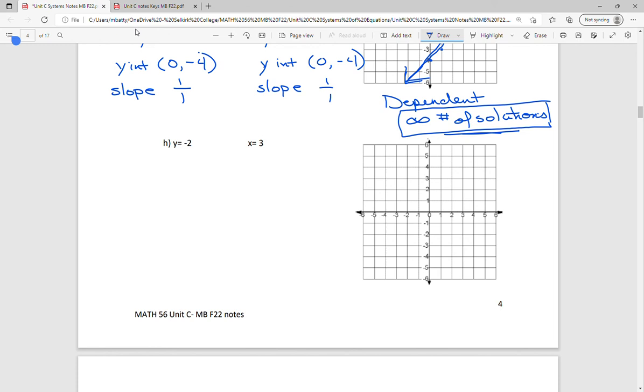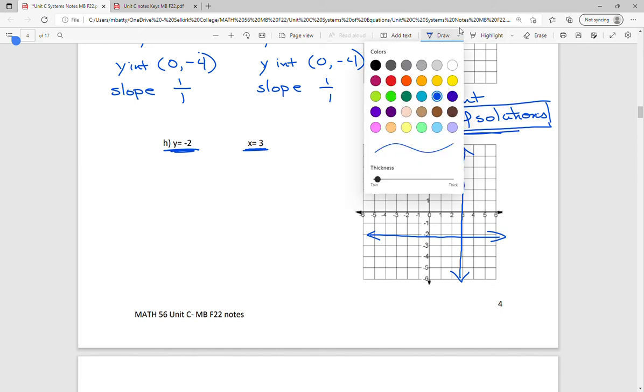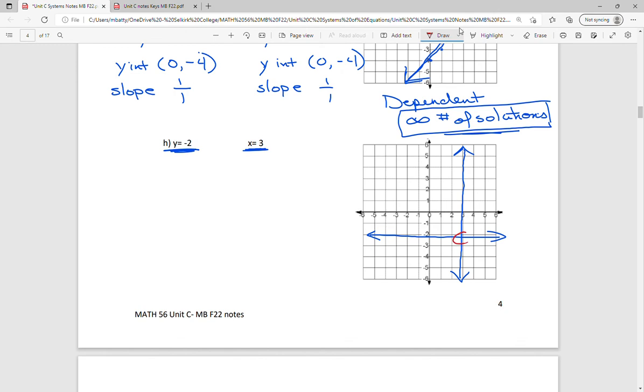So the last one, the oddballs, the ones that are deceptively complicated in their simplicity, this is going to be a line at y equaling -2. This is going to be a line at x equaling 3. And so if I put those on the graph, I can see there is a point where they intersect. I can see that it is a consistent system. So it's consistent. There is a unique solution. And that solution is going to be at the point 3 and -2.